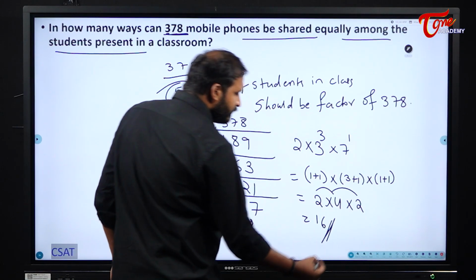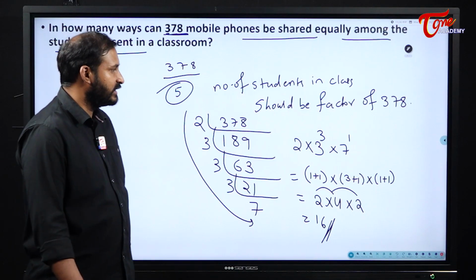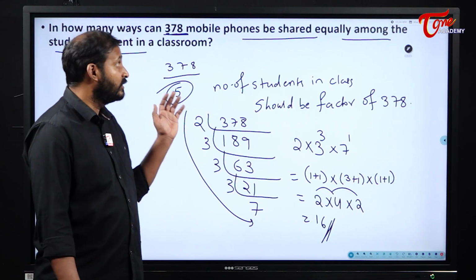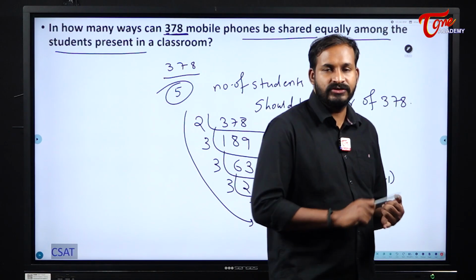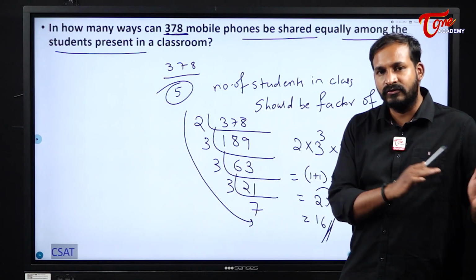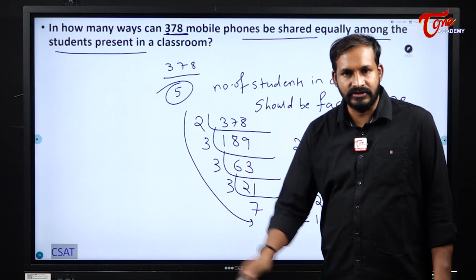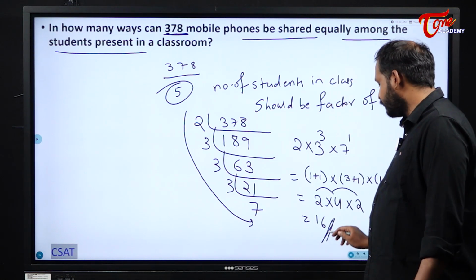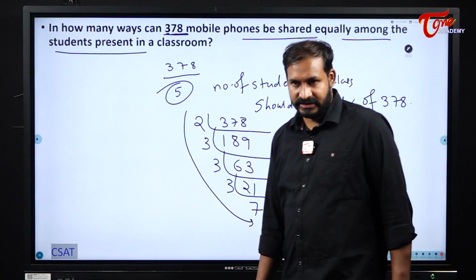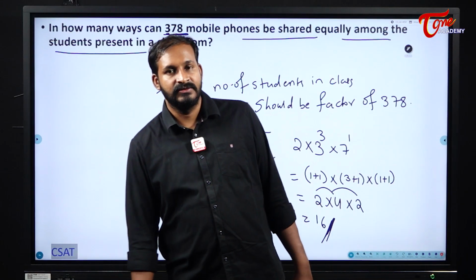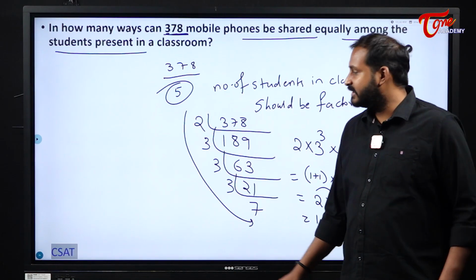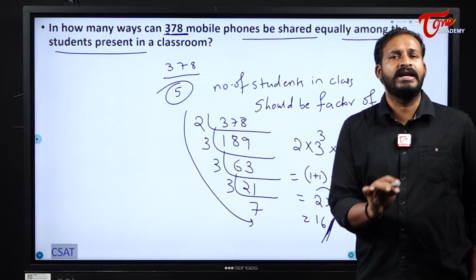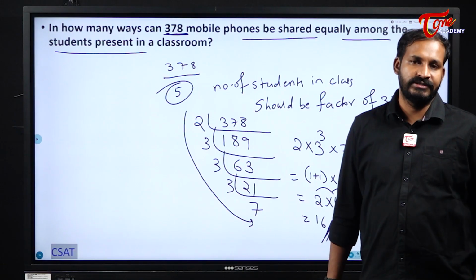So in how many different ways can we divide 378 mobiles, distributing equally? In 16 different ways. If there is only one student, we can give all the mobiles to him. If there are 2 students, we can give them. If there are 3 students, like this, we can distribute them in 16 different ways. Then only it is possible to divide equally. That means this question is indirectly to find the number of factors for 378.